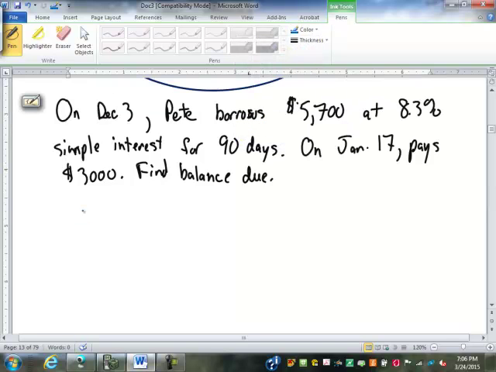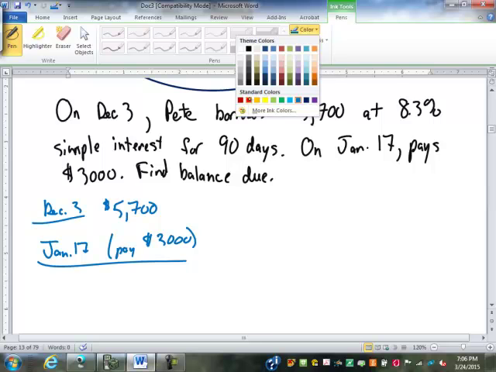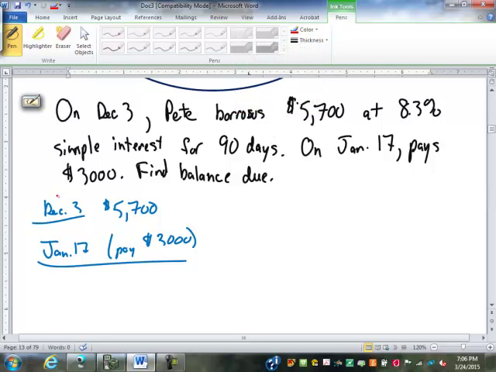So we start out, of course, on December 3rd with a balance of $5,700. Next action is January 17th, where we make a payment of $3,000. First step, we've got to figure out the days. December 3rd is day 337. January 17th, of course, is 17. So 365 minus 337 is 28, plus 17 is 45 days.